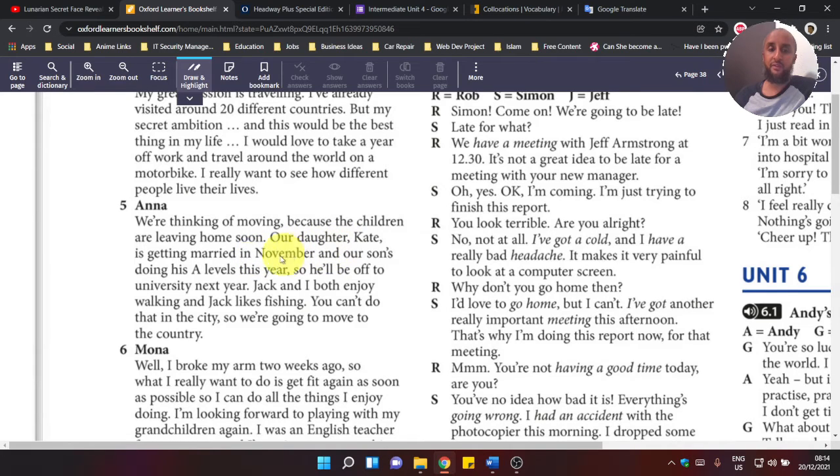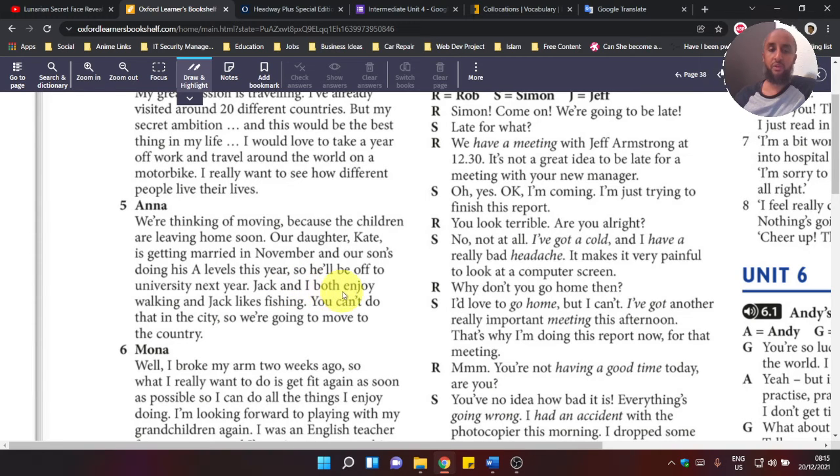So this is talking about the future with the present continuous, is getting. "And our son is doing his A levels this year, so he will be off to university next year." So this is not a pattern, okay?